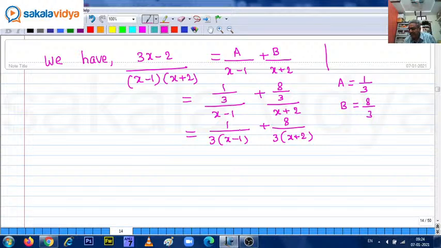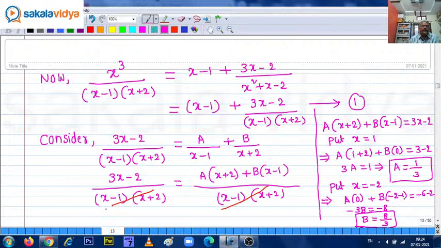But these are not partial fractions. We need to go back to equation 1. What is equation 1? This is the question. So x cube by x minus 1 into x plus 2 is equal to x minus 1 plus the partial fractions of this one we need to write.